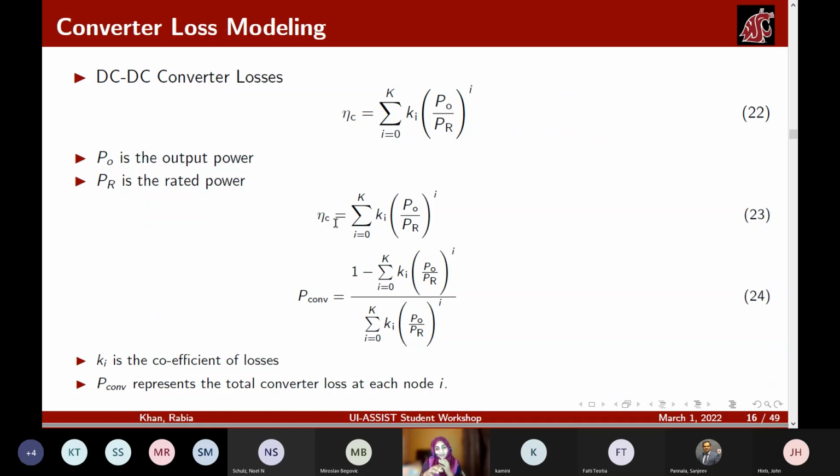Maybe I don't have the curve with me, but it's better to see the curve of the DC to DC converter, because it's not a linear curve, it's a non-linear, exponentially increasing curve. We can use higher coefficients, but for our study we are including up to the quadratic term, like i equal to 2. So this is how the efficiency is represented, and then we can calculate converter losses in this form.